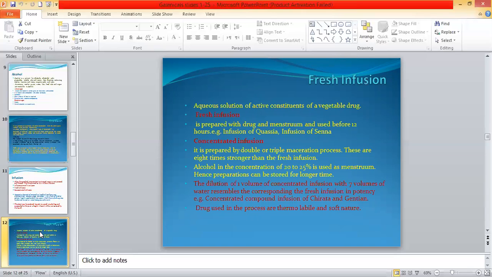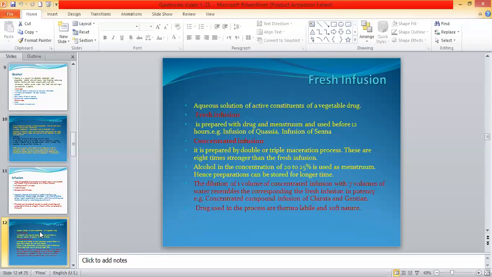Concentrated infusion is prepared by double or triple maceration processes. So concentrated infusion is prepared by these two methods, and we're going to discuss these two methods in the upcoming slides. Here I would say that double maceration is a process in which the menstruum is divided into two equal parts and then extraction is done. And in triple maceration, the menstruum is divided into three equal parts and maceration is done. This concentrated infusion is 8 times stronger than the fresh infusion, and alcohol is used in the concentration of 20 to 25% as a menstruum.